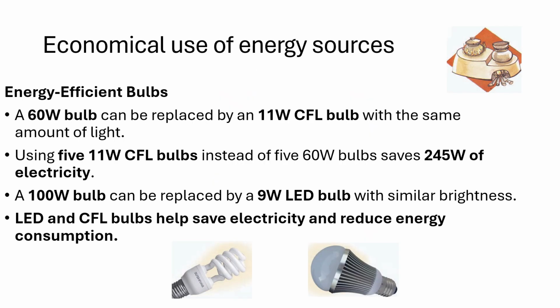Economical use of energy sources. Energy effective bulbs. A 60-watt bulb can be replaced by an 11-watt CFL bulb with the same amount of light. Using 5 11-watt CFL bulbs instead of 5 60-watt bulbs saves 245 watts of electricity. A 100-watt bulb can be replaced by a 9-watt LED bulb with similar brightness. LED and CFL bulbs help save electricity and reduce energy consumption.